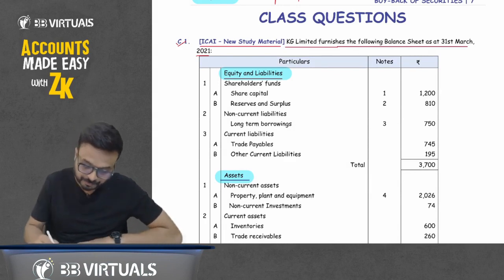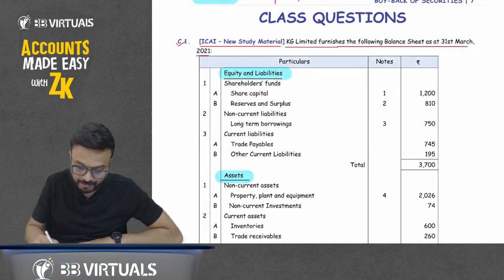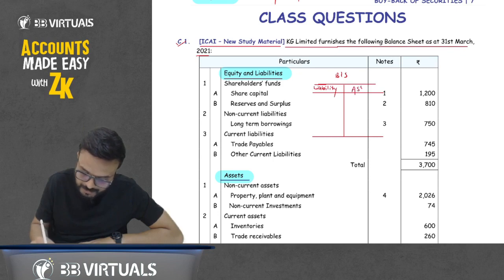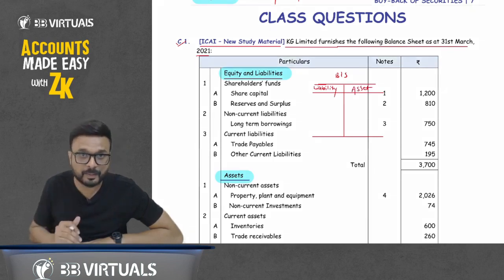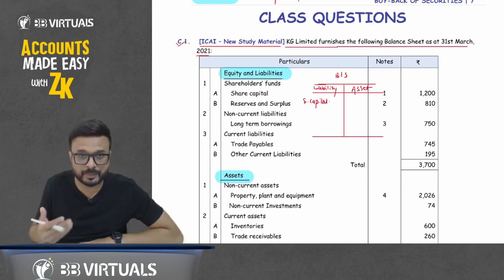Now on the liability side, they give the heading equity and liability. Do you remember, suppose this is your balance sheet. Normally when you prepare a balance sheet, this is your liability side and this is your asset side. What do we write on the liability side? Capital. Here we call it share capital.